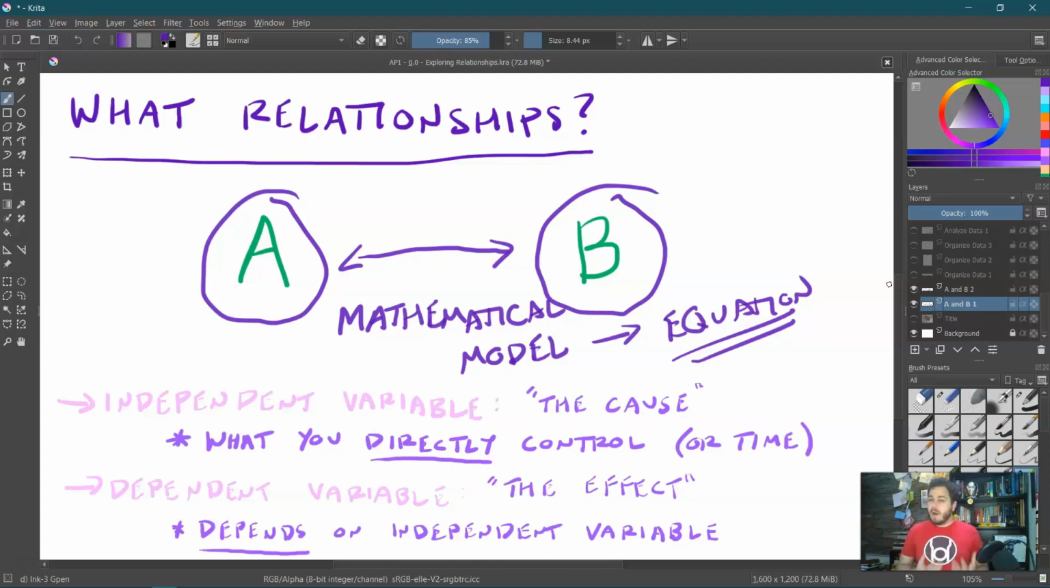However, another thing that is often the independent variable is time. Although we do not control time, time is always independent of anything else. It's going to keep on marching on no matter what. The other type of variable is the dependent variable, or the effect. It is what depends on the independent variable. So when the independent variable changes, the dependent variable then changes as well.